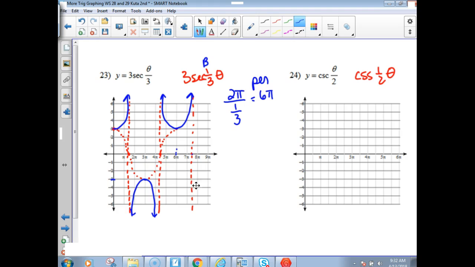Then if you have to label, the only ones I'd expect a label line would be like right here, 0, 3. I was about to do that. And then this one would be 3 pi, negative 3. And here would be 6 pi, 3. And that's good enough.